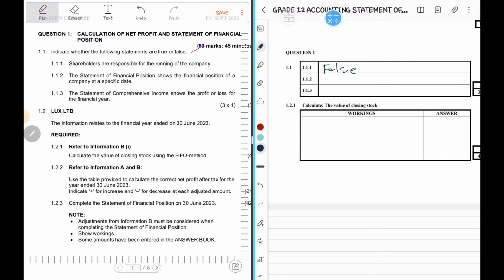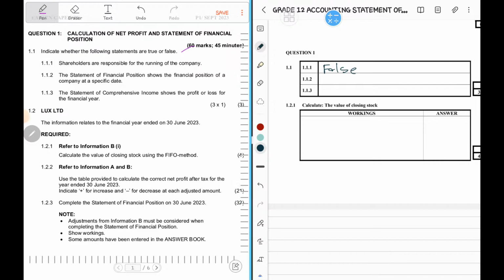Then 1.1.2, they are saying the statement of financial position shows the financial position of a company at a specific date. This is true. Then 1.1.3, they are saying that the statement of comprehensive income shows the profit or loss for the financial year. We know that this is true because at the end we have to calculate the net profit or loss that was made. We can only determine that when we prepare the statement of comprehensive income. So the answer is true here.